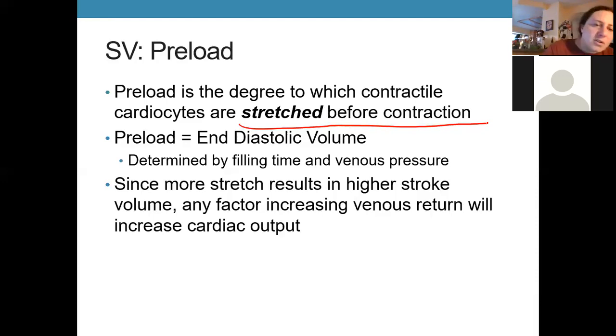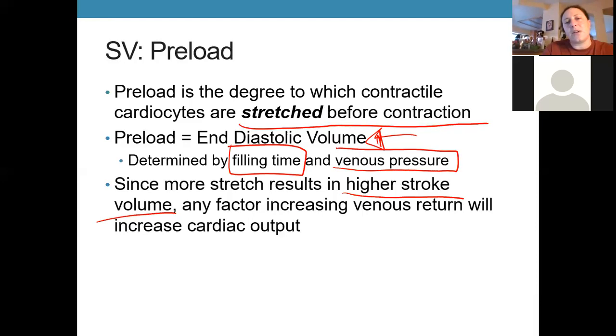So as we increase the preload and stretch these cardiomyocytes more, we're going to get more of a contraction. And that's going to get us a higher stroke volume. So we're actually going to eject more blood from the ventricle if more blood has been put in. So anything that affects the end diastolic volume is going to increase cardiac output. And again, remember that's how long we're in diastole and the pressure of the venous system.